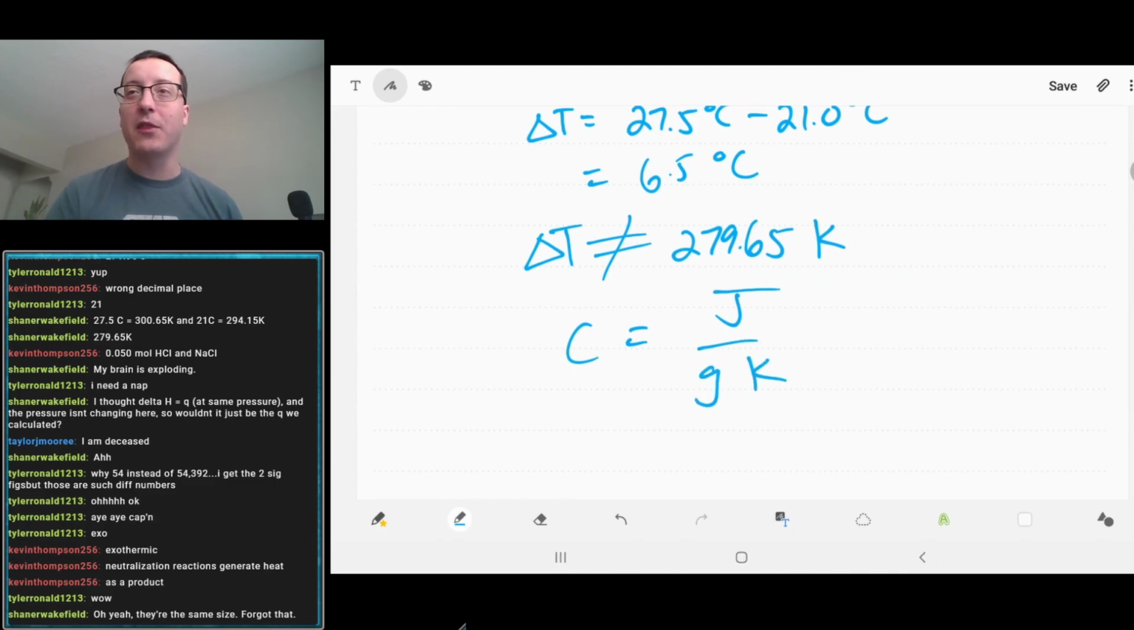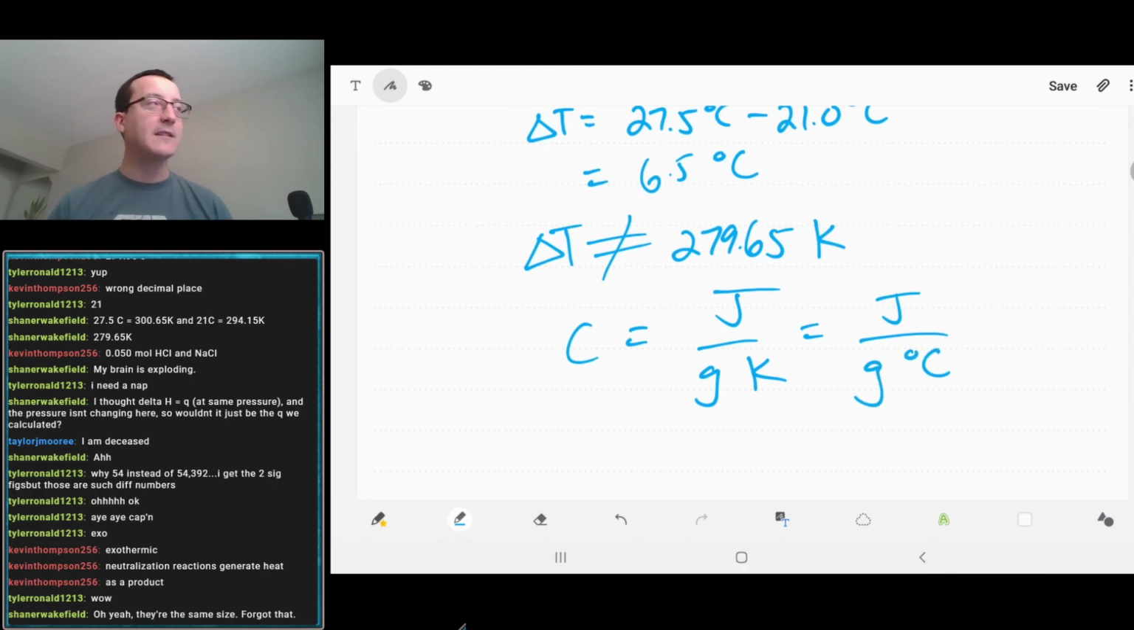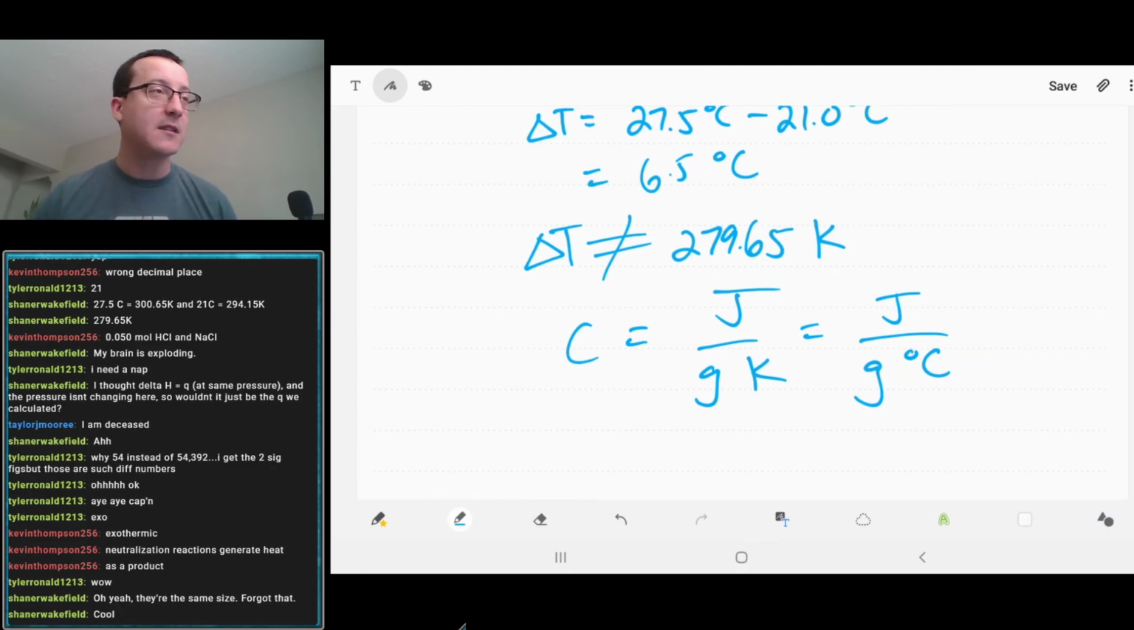So sometimes you'll see specific heats given with Kelvin instead. Doesn't matter. Use either one, Celsius or Kelvin. They're exactly the same because it's a change in temperature. Okay, so just to address that, so you may see these things, but you don't have to actually convert them to Kelvin. So save your time, just use them as Celsius. No problems there.